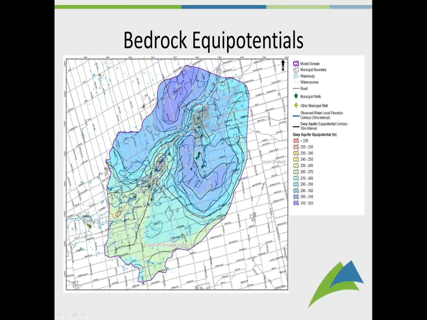This figure shows the same equipotentials but in bedrock, and water levels tend to be similar in trends to the overburden with a slightly more subdued expression. And as we saw in the previous slide, water contours tend to converge towards the river.